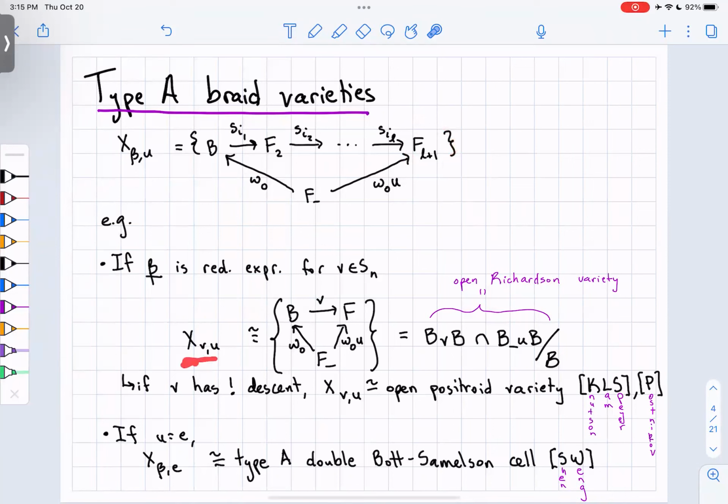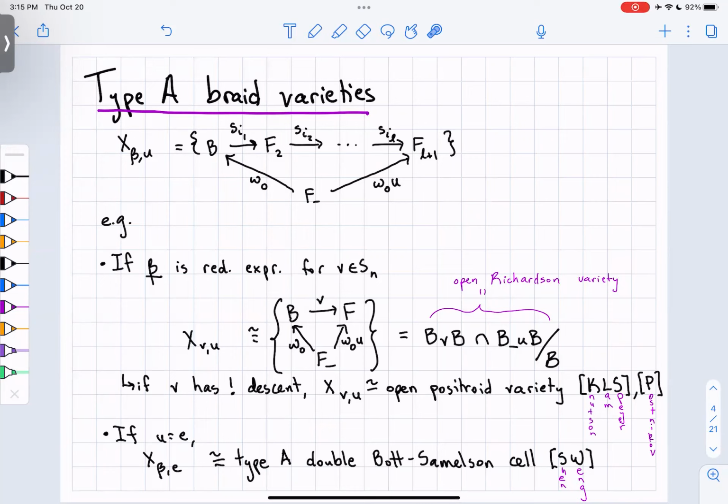So in this special case where your beta underline is reduced, you may as well only keep track of the final flag in your walk. What I'm saying is that this braid variety is isomorphic to just the set of flags in the flag variety that are in relative position V with B and relative position W, not U, with the anti-standard flag. It's just the intersection of a Schubert cell BvB with an opposite Schubert cell B minus uB inside of the flag variety. And these are called open Richardson varieties. They come up in a number of contexts, including total positivity, and also if you want to compute Kazhdan-Lusztig polynomials, you might be interested in these varieties.